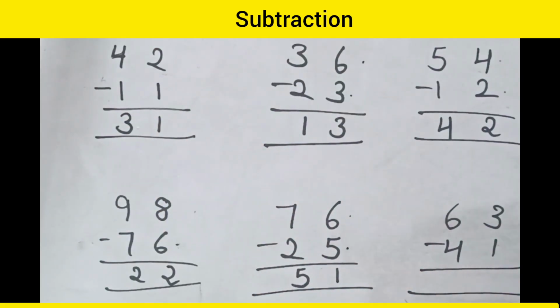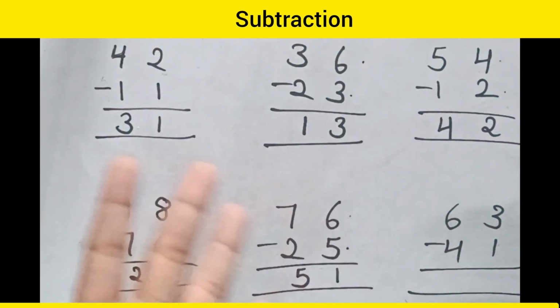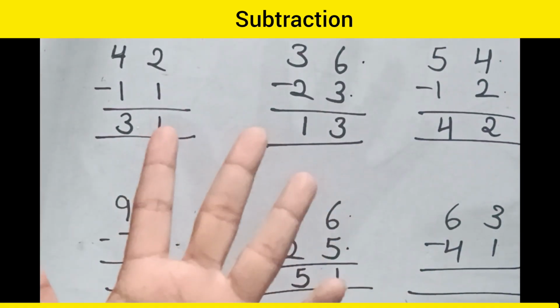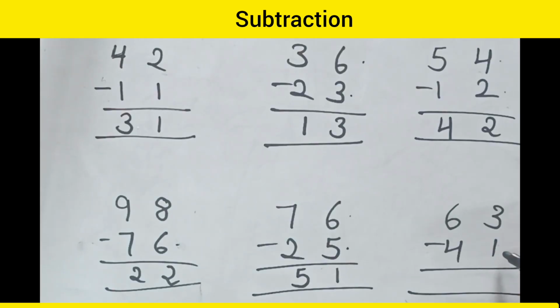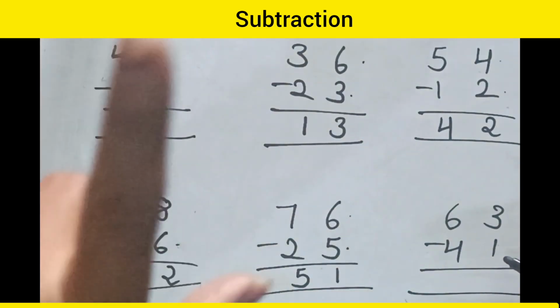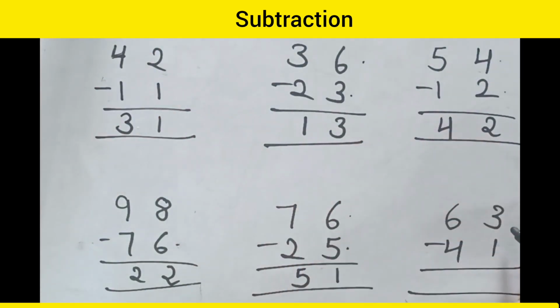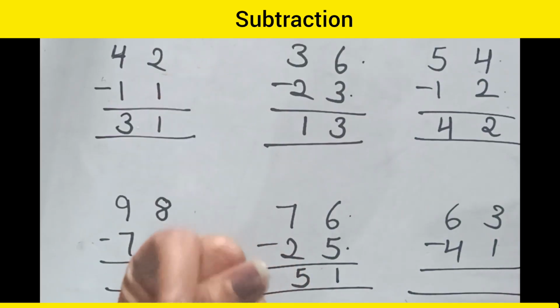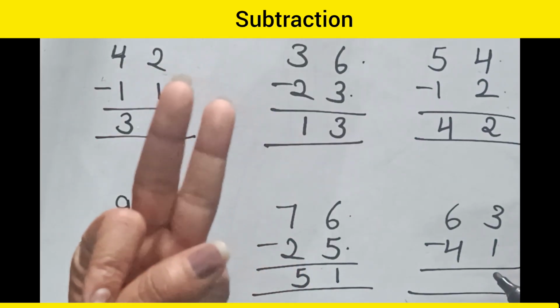You can also try it with forward counting: 2, 3, 4, 5, 6, 7. 5 again. Now 3 and 1. We have to step back, take only 1. 3, 2. And 3 minus 1 also gives us 2.